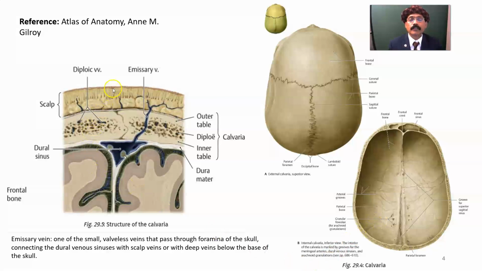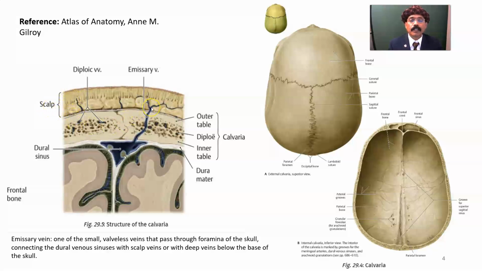Here is a part of the skull bone. Over it we have the scalp. The scalp has multiple layers, five layers, as in SCALP: skin, connective tissue, aponeurosis, loose areolar tissue, and pericranium. Okay, so we have the scalp here.